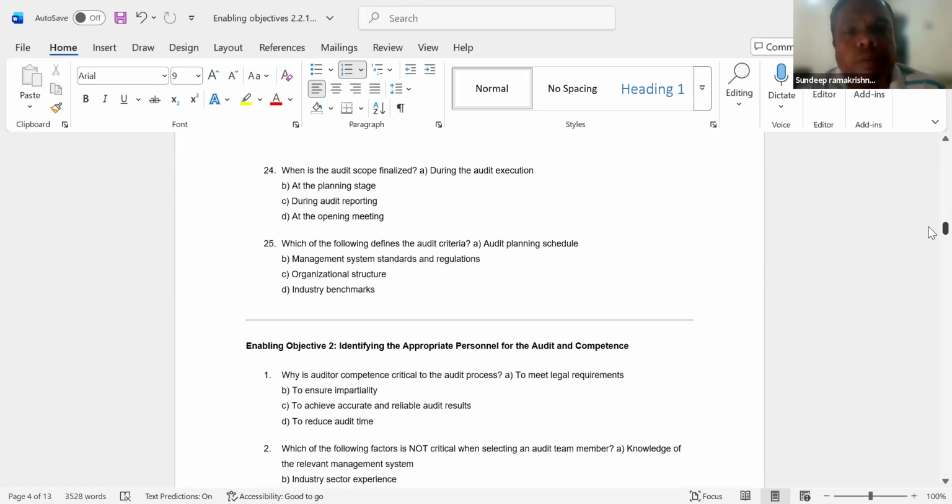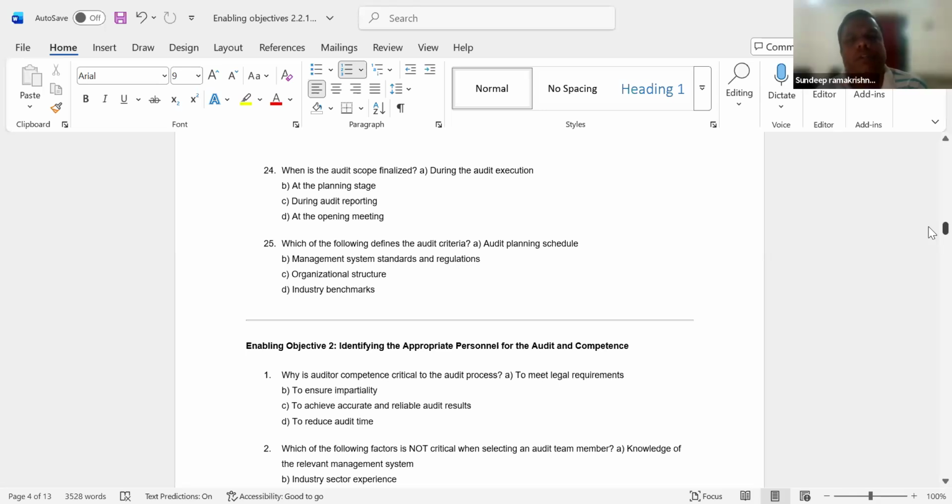When is the audit scope finalized? Should we be at planning stage? B, sir. Yes, it's B.